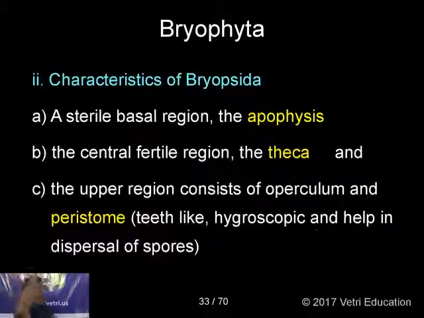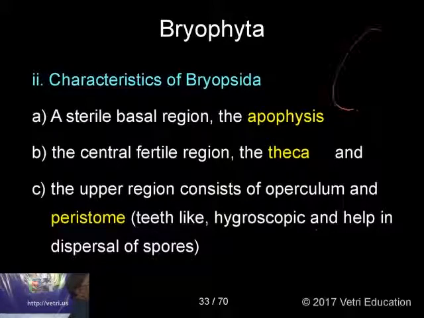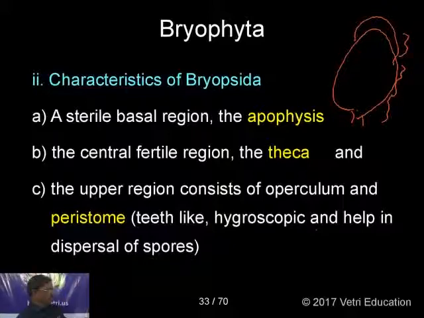So, a sterile basal region. If you see the capsule, I will show it later, this is the capsule. In this capsule, the lower portion is called the apophysis and the middle portion is called the theca, and here you can find the peristome teeth and also the operculum. The operculum is nothing but a lid. Below the lid you have some teeth-like structures, those are called the peristome. So, in total three structures you can find.